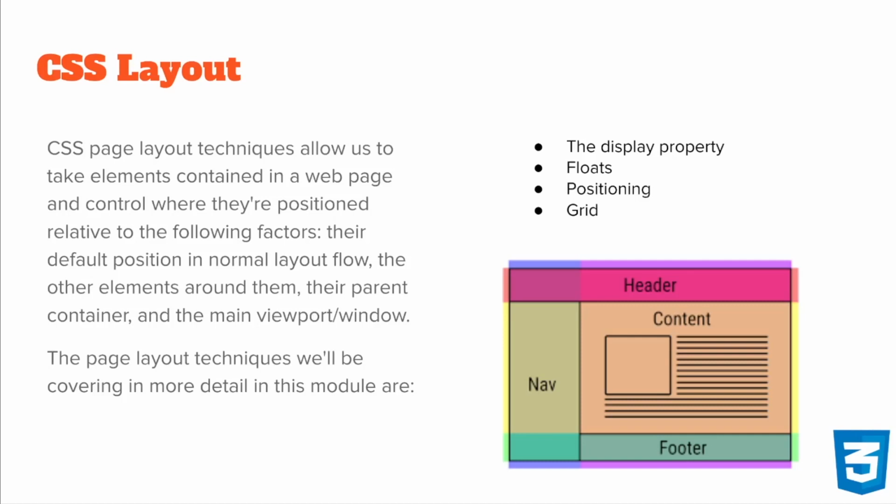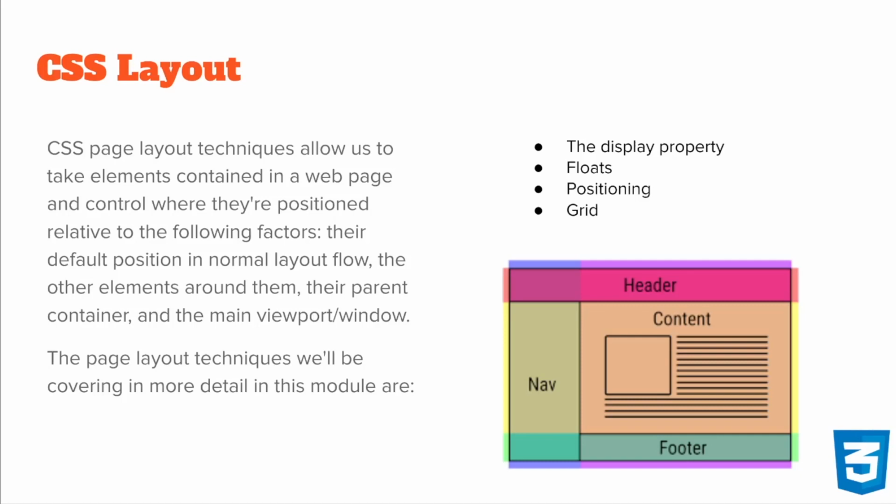One of the first things is the display property, which we've covered a little bit. We talked about it a little bit, but in this lesson, we're going to say more about it. And then you have the floats. We're going to talk about floats, then positioning, and finally the grid. So these four things is what we are going to be looking at under CSS layout.